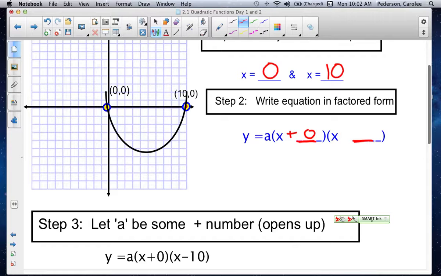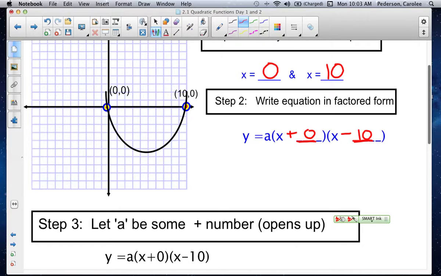It's a minus 10. Because if I were to set this function equal to 0 and solve for x, x minus 10 equals 0, and then I add 10 to both sides, that would be my x-intercept of a positive 10. All right, so now we've written the equation in factored form. Then step 3 is you choose any random positive a, and then any random negative a, and then the parabola will open down.